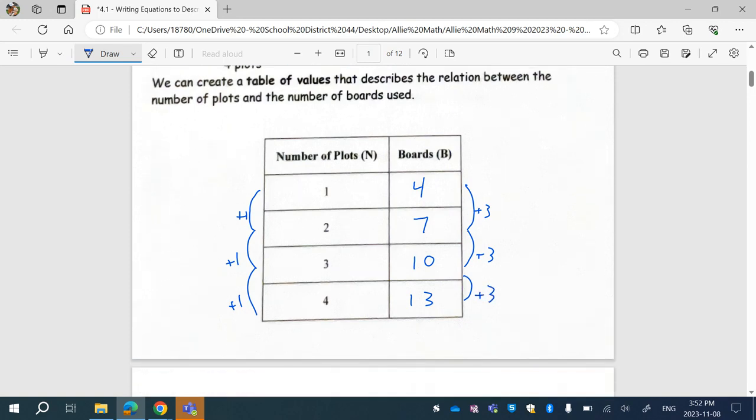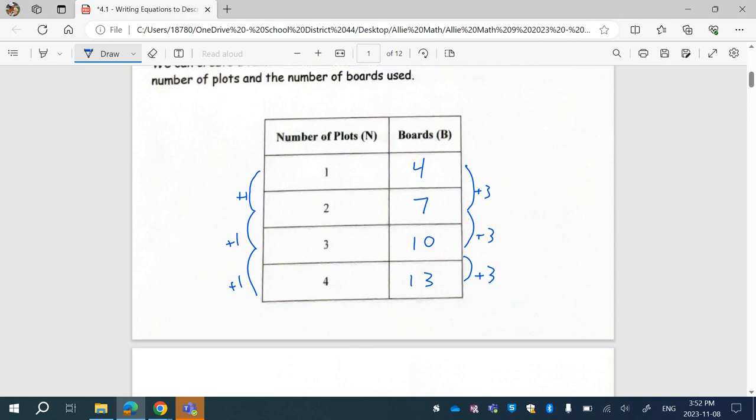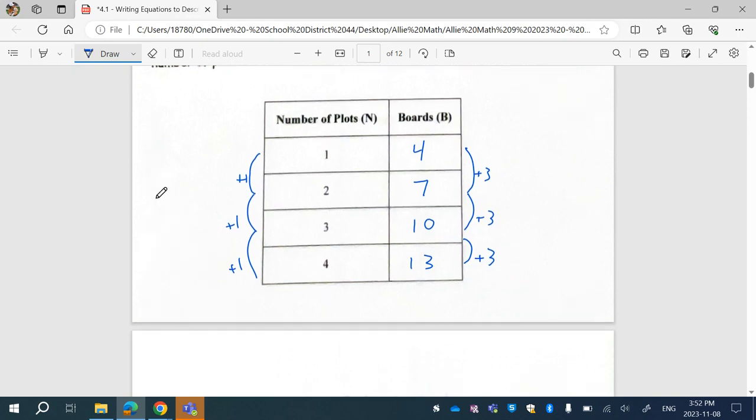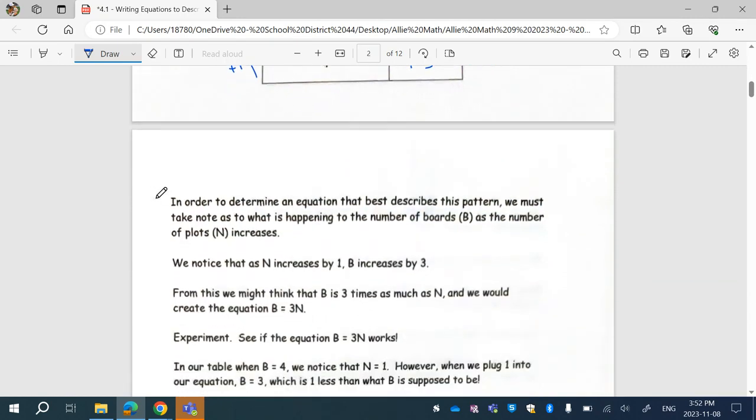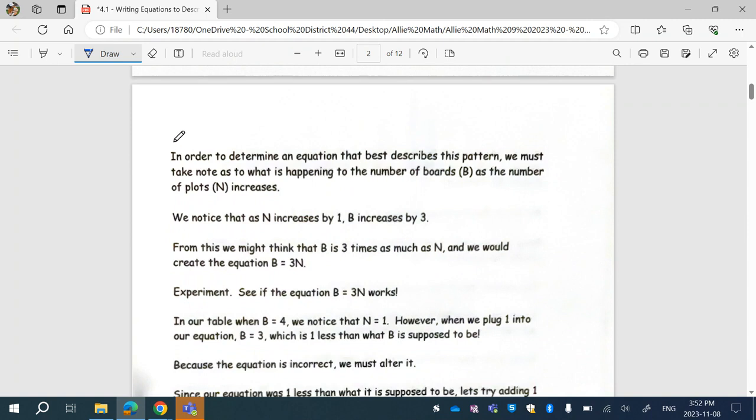So let's scroll down. Let's make a kind of prediction based on this, and then we're going to check our prediction and see if we were correct and if we need to adjust it. So in order to determine an equation that best describes this pattern, we must take note as to what is happening to the number of boards as the number of plots increases. So we notice that as n increases by 1, b increases by 3. That was the little plus 1s I put on the side of our table of values, and the plus 3s I put on the other side.